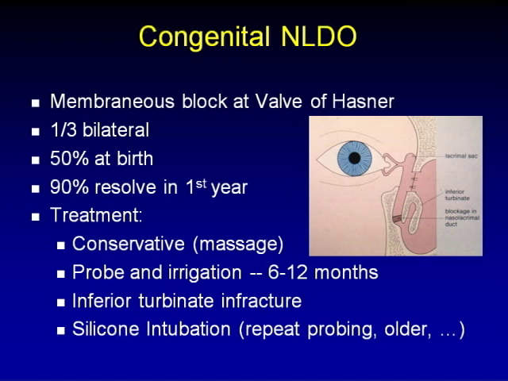Okay, so congenital NLDO, really common. Half of babies at birth have some kind of NLDO, and it's from the imperforation of the valve of Hasner. Remember, the system canalizes from cranial to caudal, and the last point of canalization is that valve of Hasner. So 50% of them have it at birth, a third are bilateral, and 90% resolve in the first year.